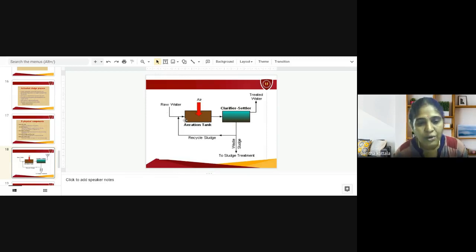Now this is how it goes. The raw water enters an aeration tank where compressed air or oxygen is supplied. Then the clarifier settles the layers. Then the treated water is reused, and the waste sludge goes into sludge treatment, which also helps in the recycling of the sludge.